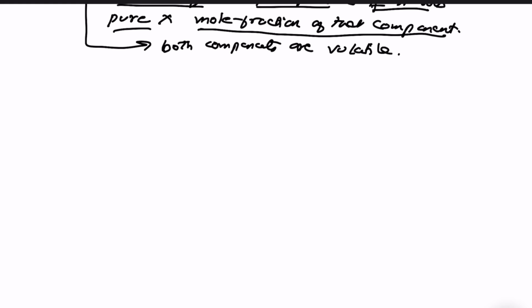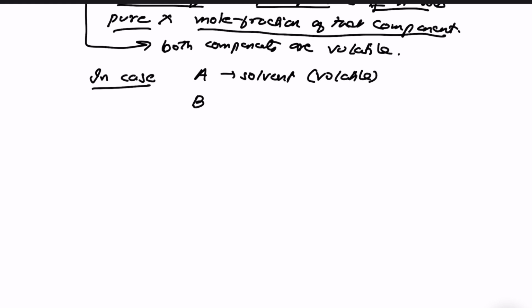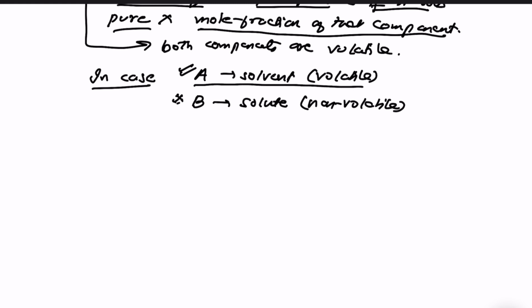Now in case I am mixing two substances A and B, where I have taken A as the solvent that is volatile, and B as the solute, say it is non-volatile. It can also be that B is also a solvent, but that is non-volatile. Now what will happen? Since only A is volatile, B is not volatile, in the solution formed there will be only the vapors of A. There will be no vapors of B.